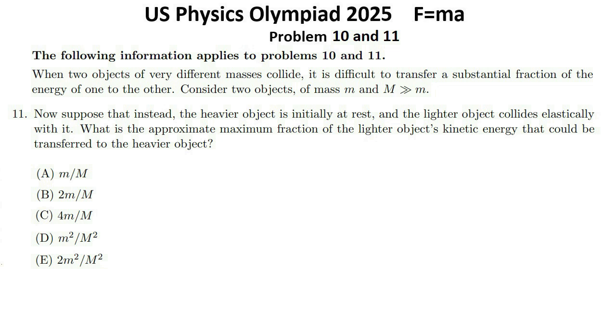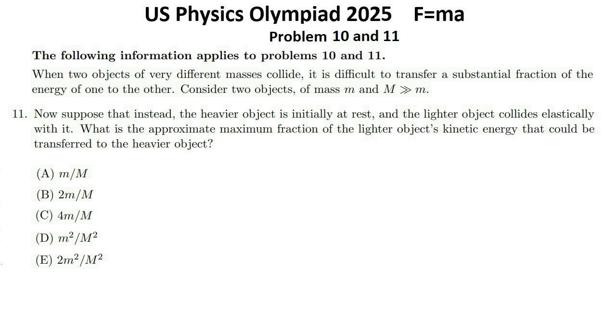Problem 11. Now suppose that instead, the heavier object is initially at rest, and the lighter object collides elastically with it. What is the approximate maximum fraction of the lighter object's kinetic energy that could be transferred to the heavier object? Solution for problem number 11.